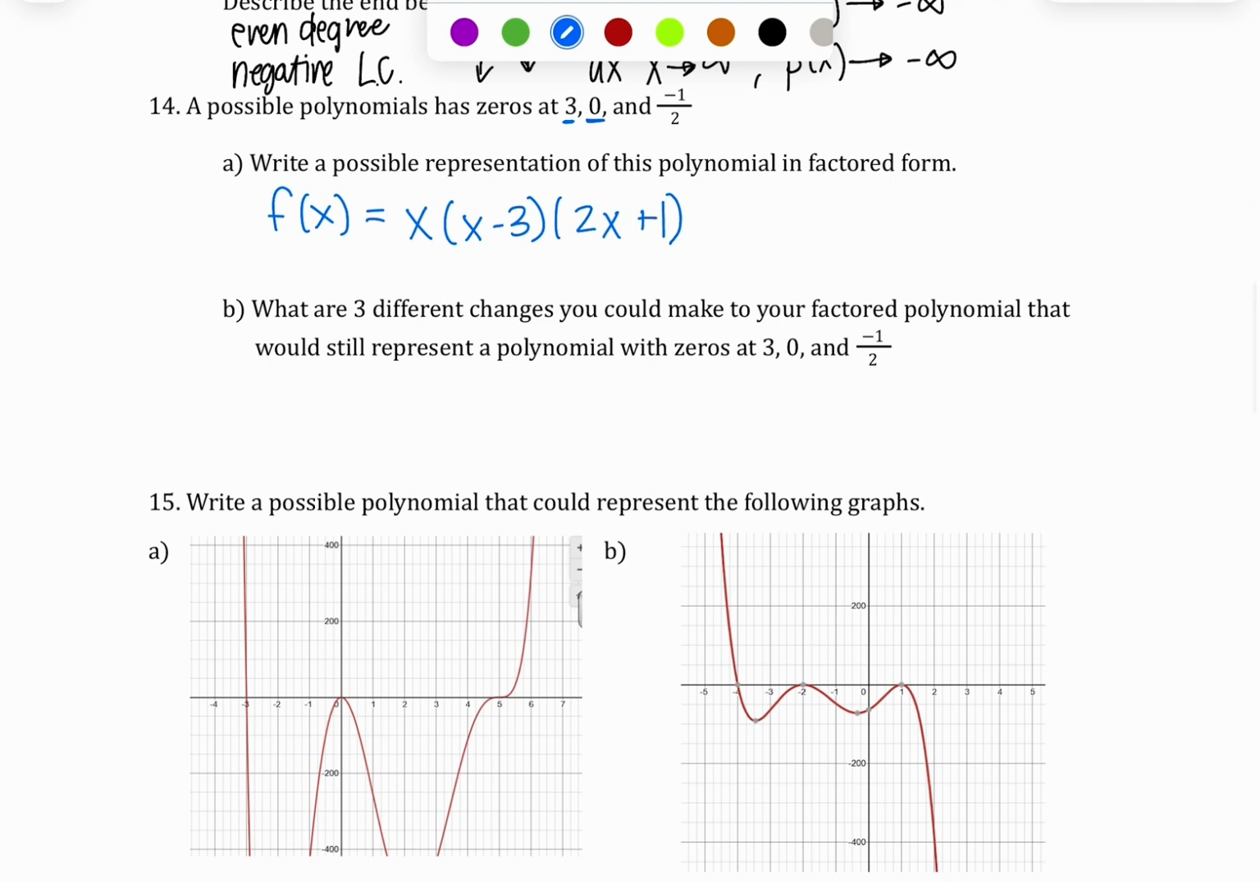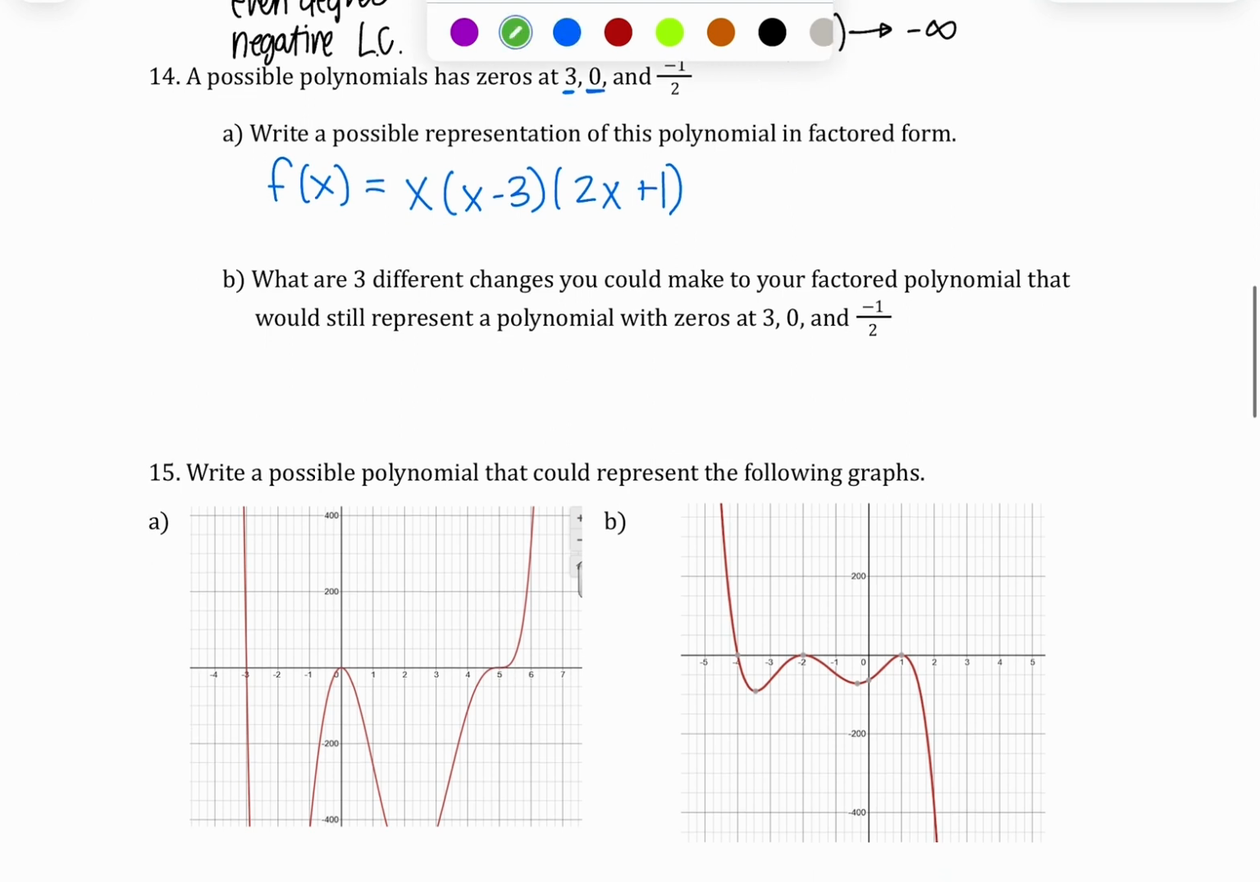And then 3 different changes. I'm just going to go through and change each one. So starting with the x, something that would still make the polynomial have a 0 at 0 would be if this was just a 2x and maybe everything else was the same. That'd be a possible change.